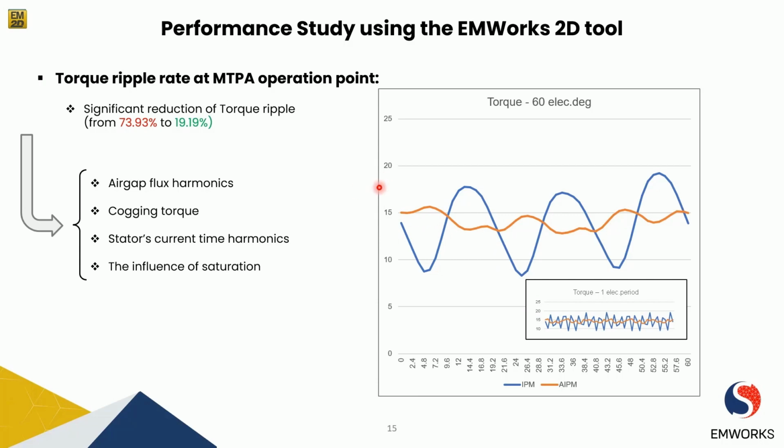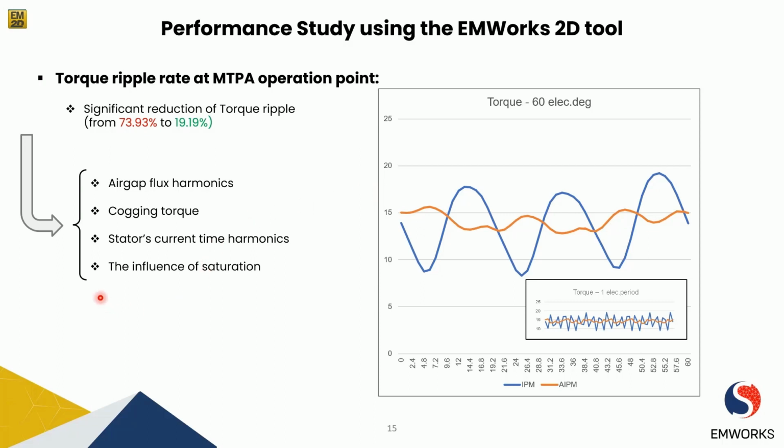And as you can see here, the ripple has been reduced from 73.93% to 90.19%. I have to mention that we didn't use any torque ripple compensation method, such as skewing or other techniques, such as adopting notches on the surface of the machine. This rotor, as you saw, has a very simple structure, and the method that we use helps us to significantly reduce the ripple rate of the machine's performance at the maximum torque per ampere operation point.